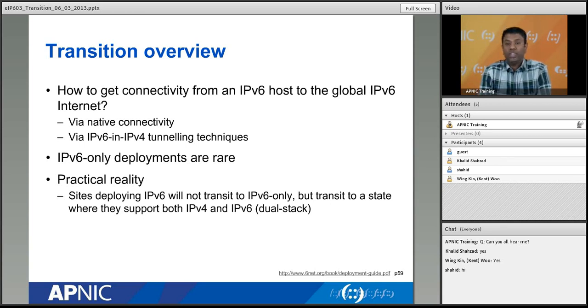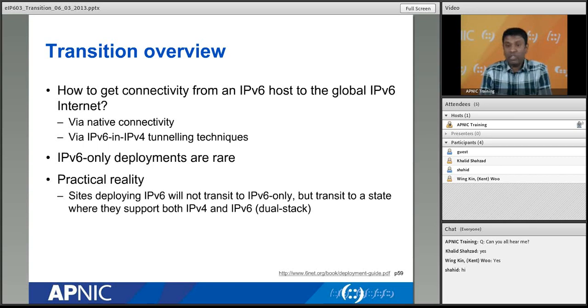So when a new machine, either as a client or as a server, comes and joins the internet, the very first option that we have is to give them an IPv6 address, right? So when you give them an IPv6 address, the new machine will be running on IPv6 only.